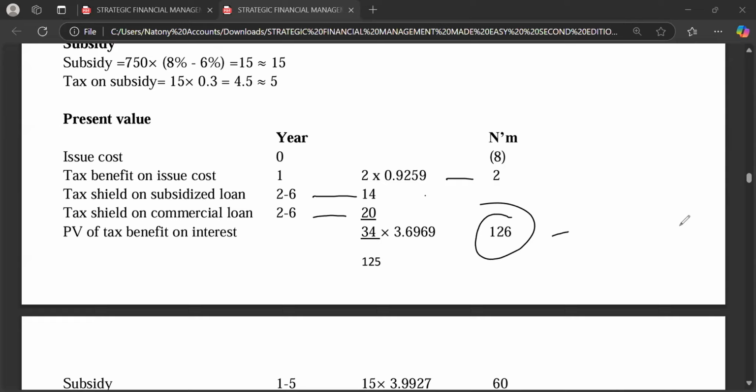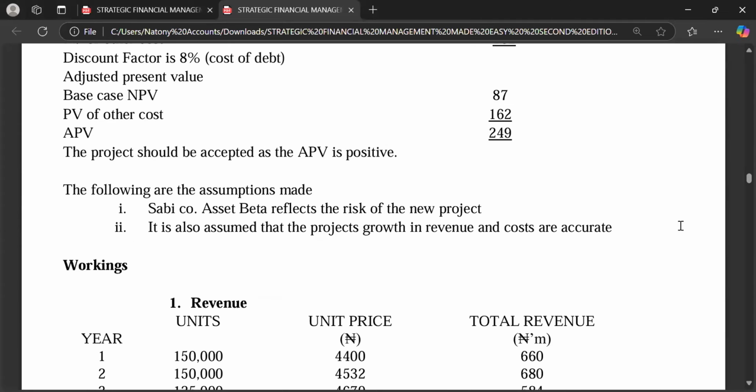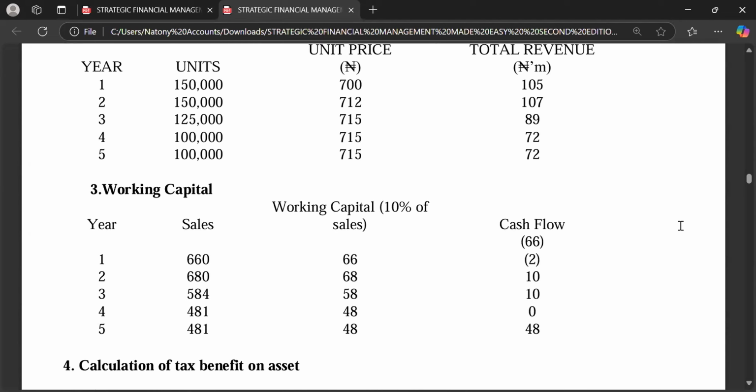Okay. So this is just basically a summary of what you expect in your exam with regards to the adjusted present value. So this is just like the summary of what you will be expecting in the exam. So the sales revenue is just the same way you calculate your sales revenue.